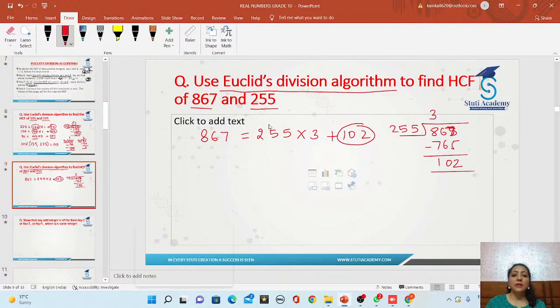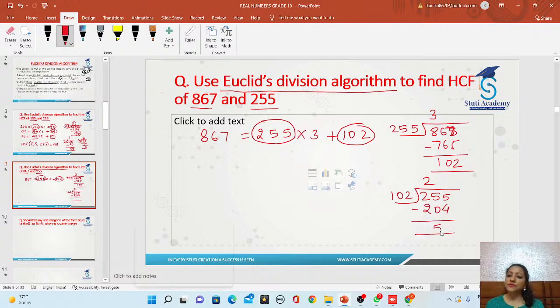So we'll apply Euclid's division algorithm to 255 and 102 again. So we'll be repeating the steps. So 255, we are going to divide by 102. This will go 2 times and we'll get 204 here. And then we'll be left with 51 as the remainder. So we'll put it in this form: dividend is equal to divisor into quotient plus the remainder. Now we have 51 as the remainder. Again, it's a non-zero remainder, so we will proceed further with the same steps.